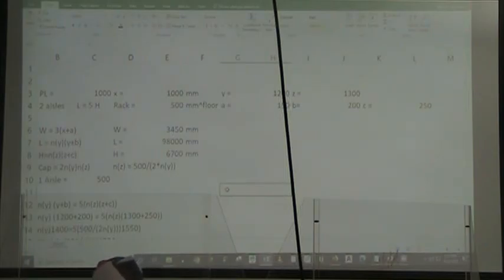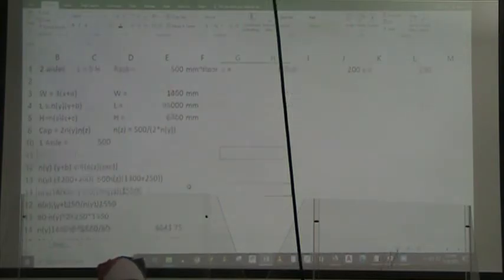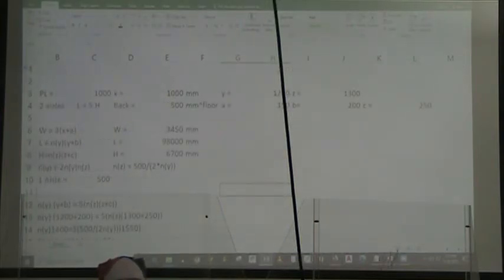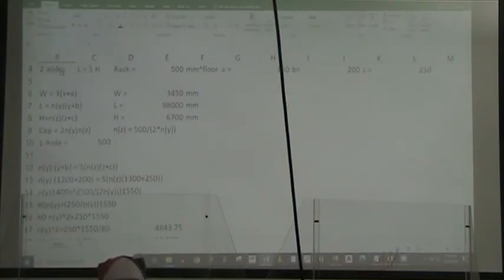Okay. And for some reason, it didn't keep 11.2 as a problem here. All right, so we've got the length, width, and height here.